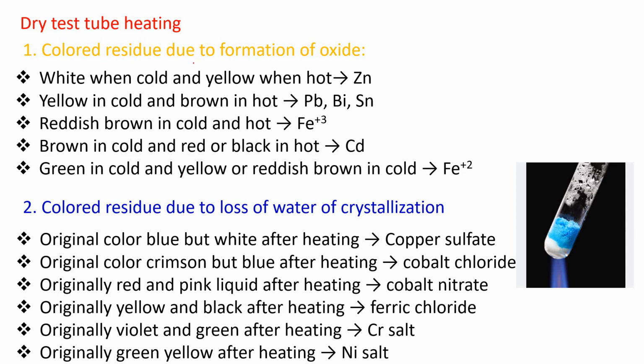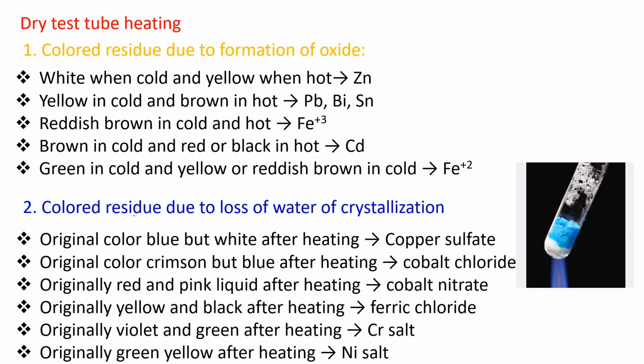First one is colored residue due to formation of the oxide. Due to strong heating, some metal oxides are sometimes formed, and these oxides will have a different color than that of the salt. Here, zinc is yellow when hot and white when cold. This is very commonly found. Then ferric salt, which is brown in color. Then ferrous, which is light green, but when hot it is brown because ferrous is oxidized to ferric.